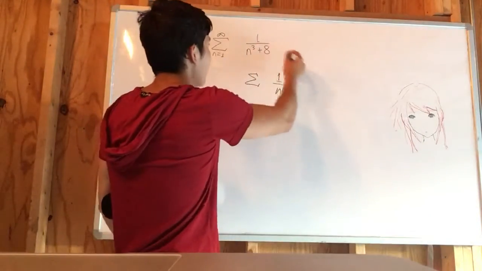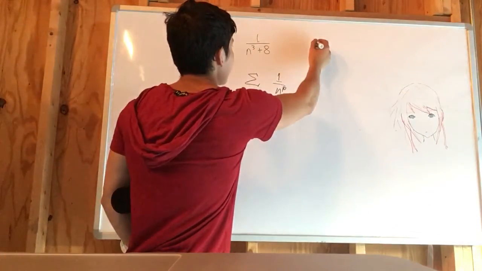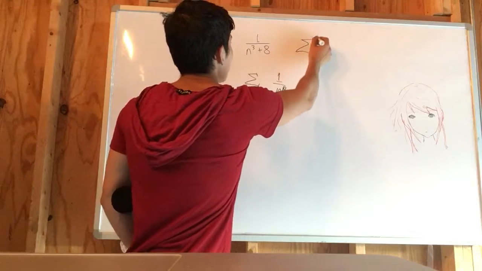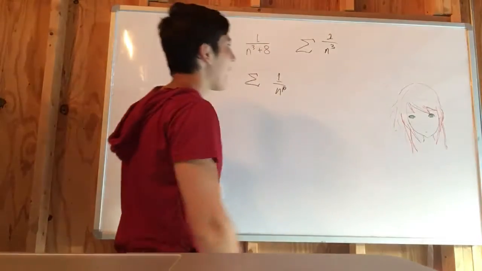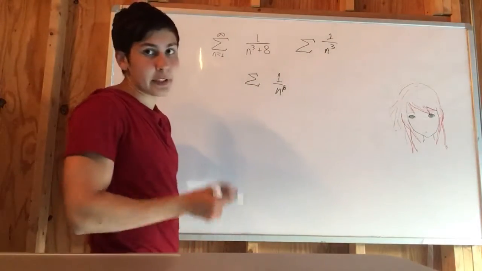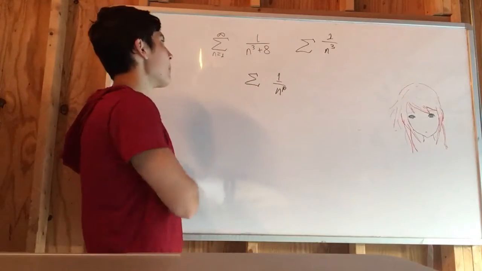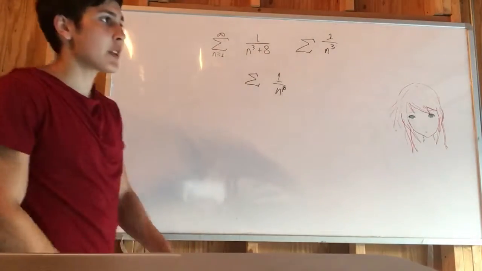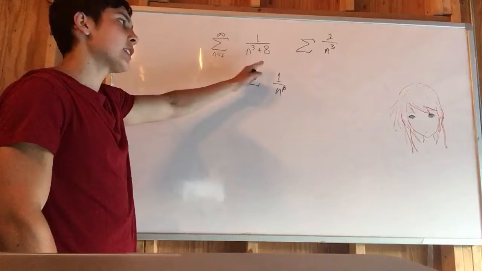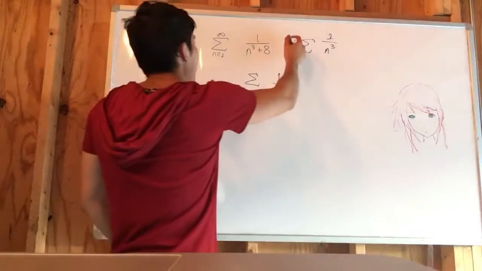Since we know that, and we know that this here is very, very similar to a series that looks like this, and that would converge because 3 is obviously greater than 1, then we know that this also converges. Not just because it's similar, but because it's less.